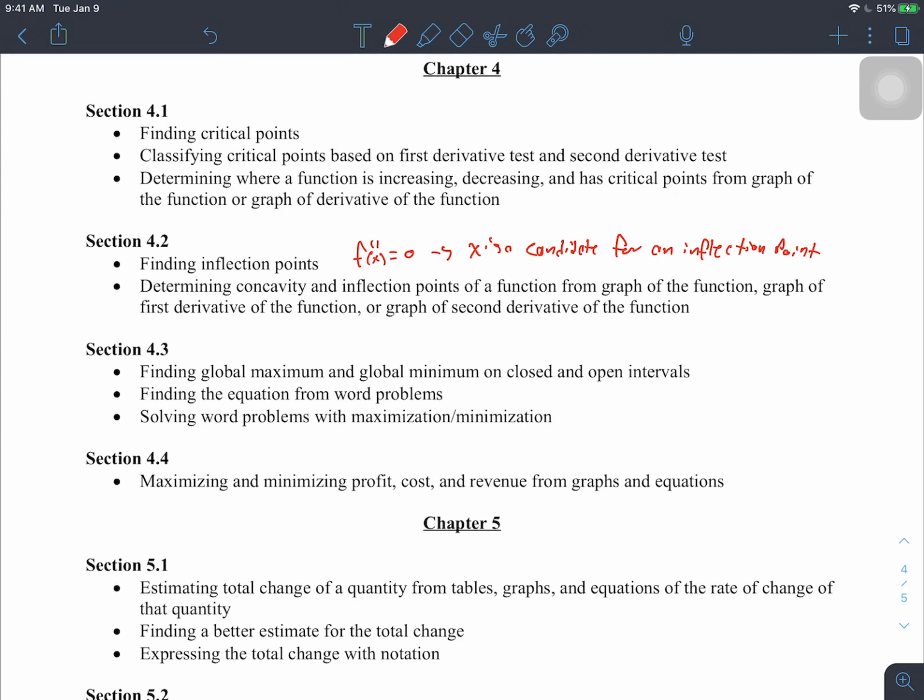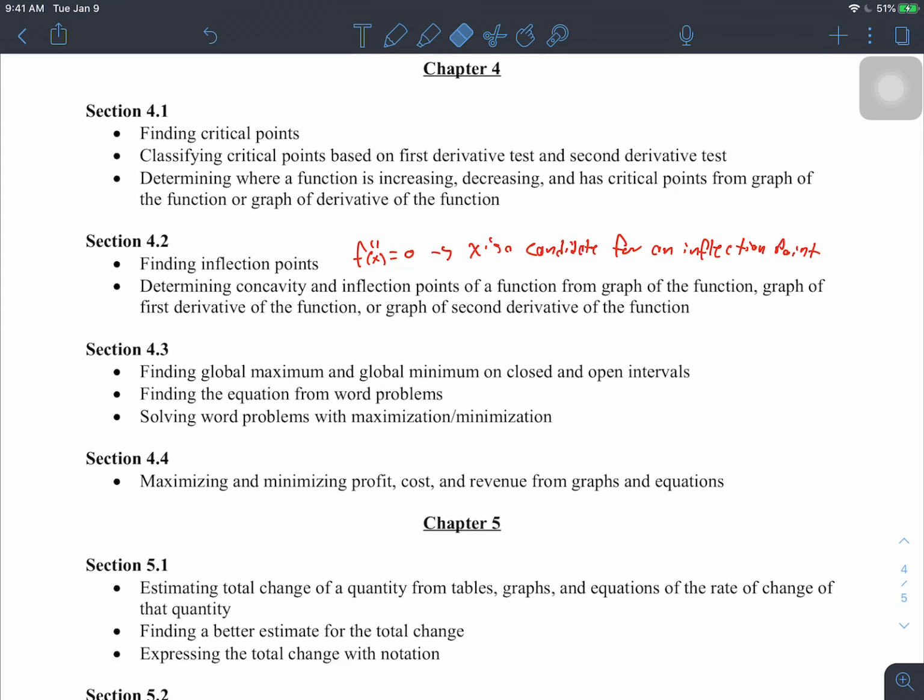Okay, we should be able to determine concavity and inflection points of a function given the graph or given the equation. So we can use things like a number line. We can make a number line, and if we decide that to the left we have f double prime greater than 0, and then to the right we have f double prime less than 0, then we know we're going to have an inflection point at that point.